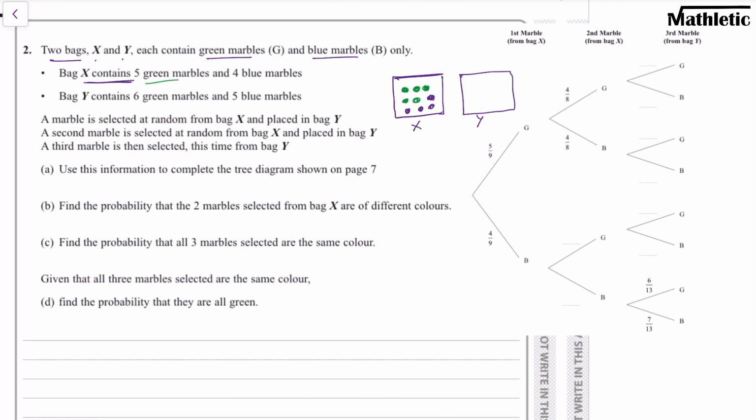The second bag Y contains 6 green marbles and 5 blue marbles. So this one has 6 green marbles, 5 blue marbles. This one has 5 green marbles, 4 blue marbles. So in total you have 9 marbles in bag X, and in total you have 11 marbles in bag Y.